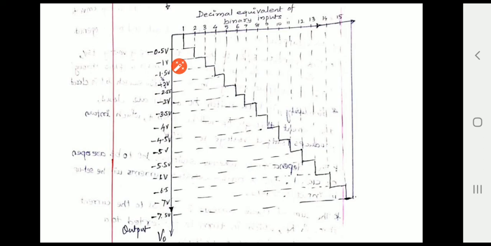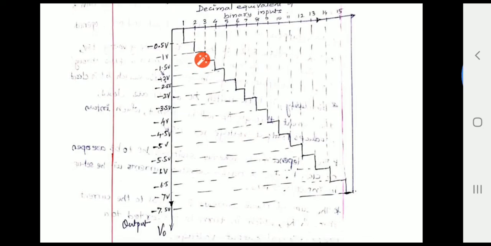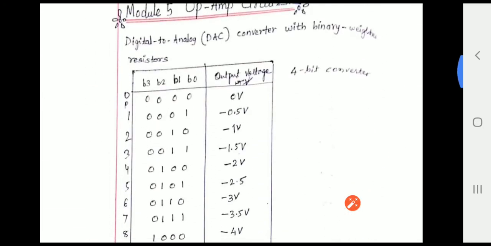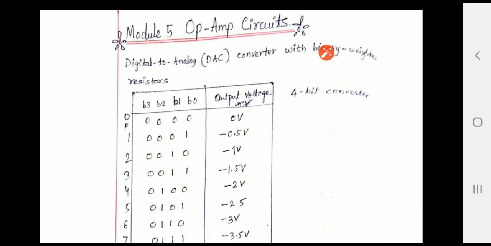So it is an inverting amplifier. Up to 2 it is constant. As soon as the binary input becomes 2, it becomes minus 1. Again up to 3 it remains constant, and at 3 it becomes minus 1.5. Based on the binary inputs it goes on increasing and reaches minus 7.5 volts. Hence it is shown in the fourth quadrant. So this is about the 4-bit digital to analog converter with binary weighted resistors.